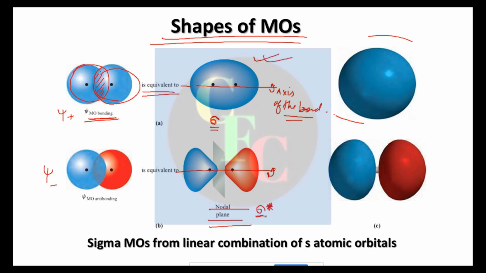What does the star signify? Whenever there is a nodal plane in between the atoms or nuclei, we call it a starred orbital, right? We call it a starred orbital whenever there is a nodal plane in between both the bonding nuclei. So these are the shapes of sigma orbitals that are formed by s atomic orbitals, right?